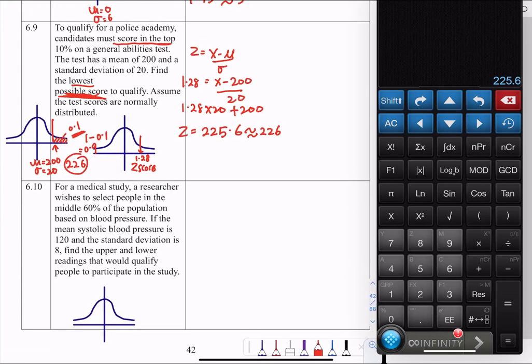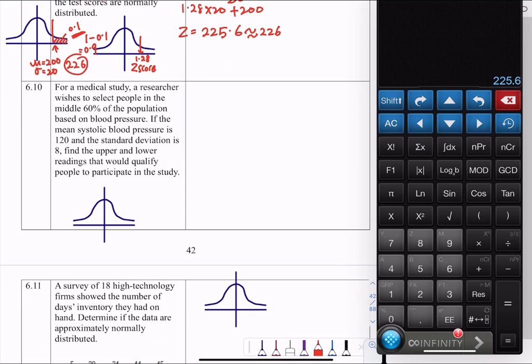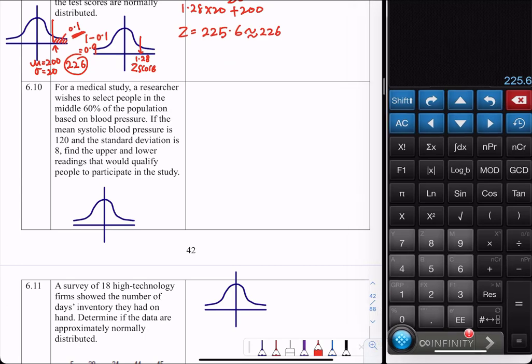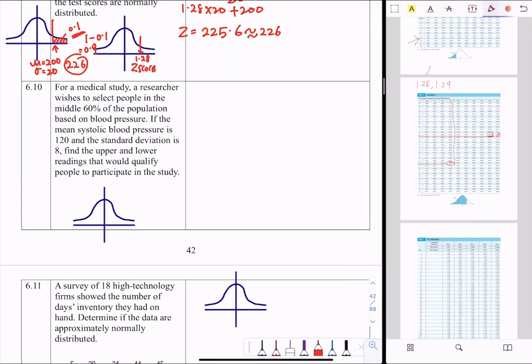That's for 6.9. Now we have 6.10. For a medical study, a researcher wished to select people in the middle 60% of the population based on blood pressure. If the mean systolic pressure is 120 and the standard deviation is 8, find the upper and lower readings that would qualify people to participate.